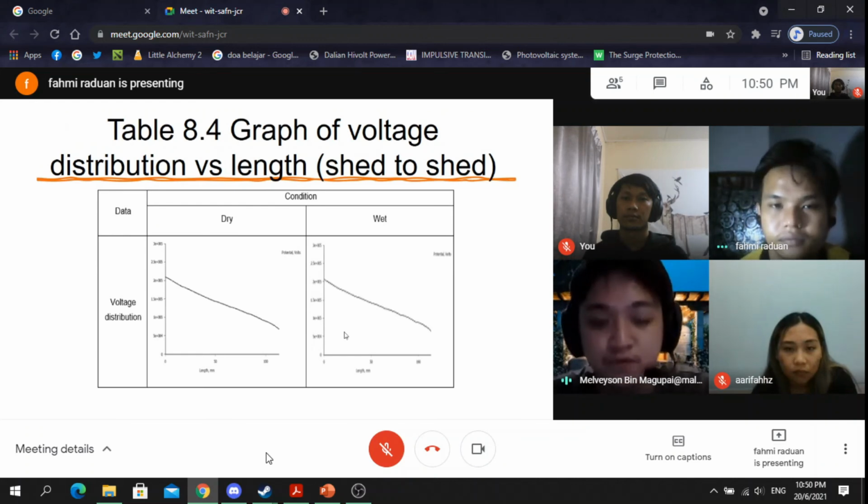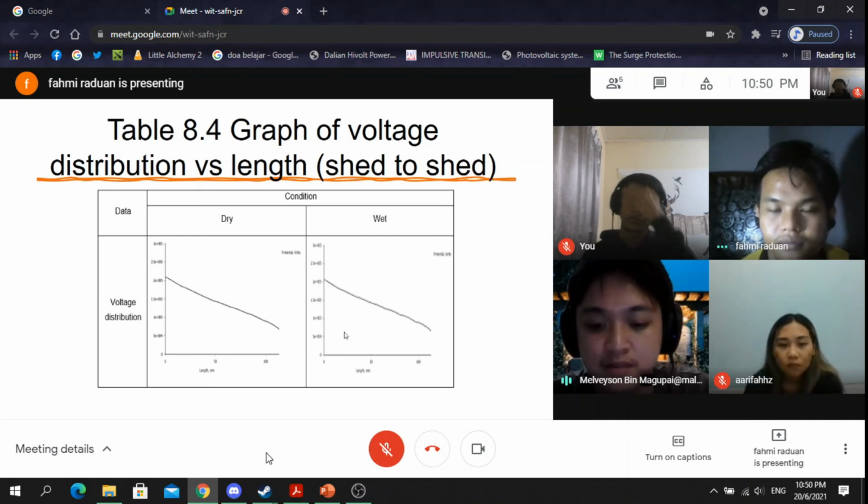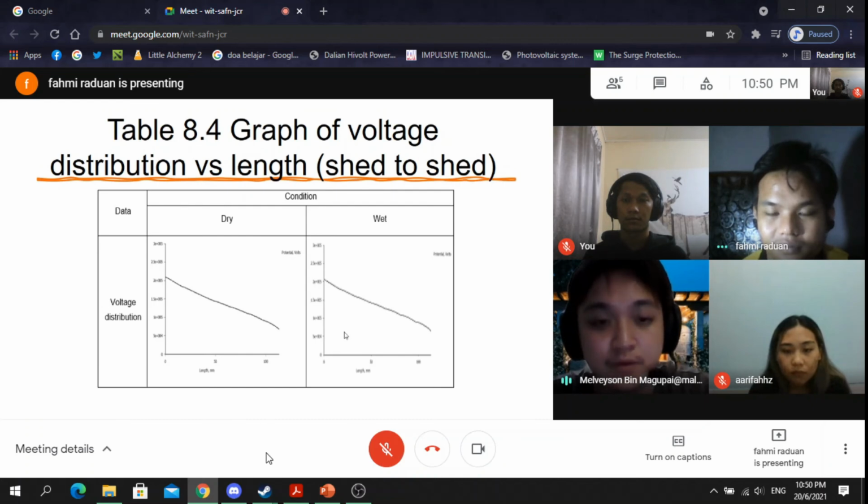According to table 8.4, the difference between dry and wet condition is negligible, but there is a slight difference at the line, where the wet line has a vibrating straight line, indicating that the voltage has been disturbed by the wet insulator.